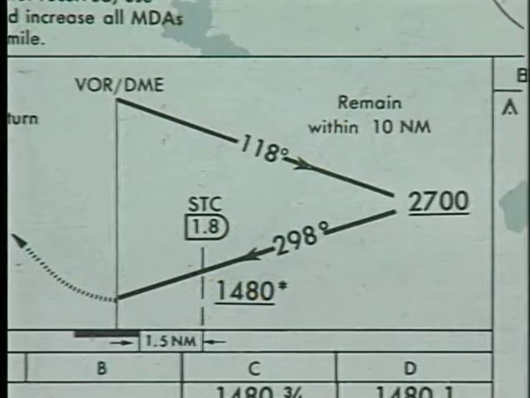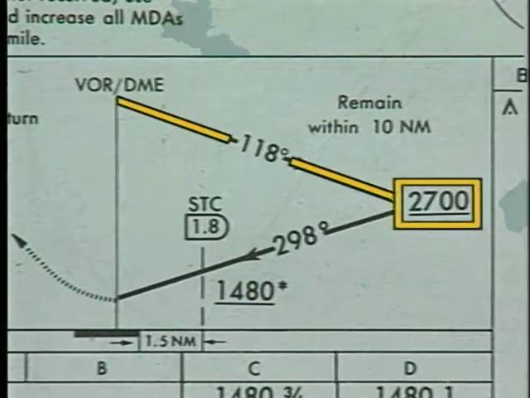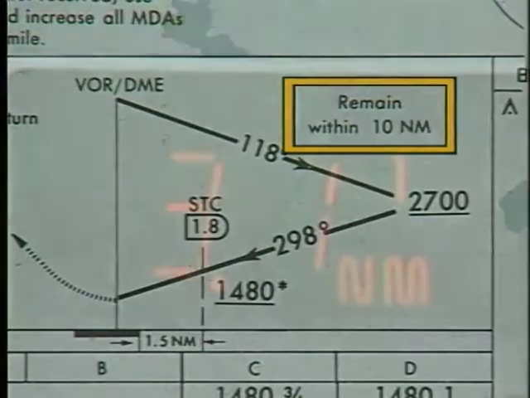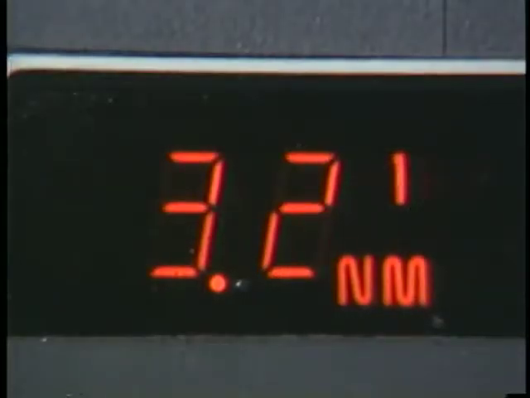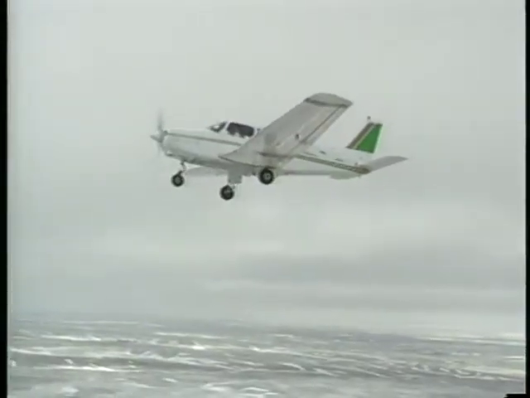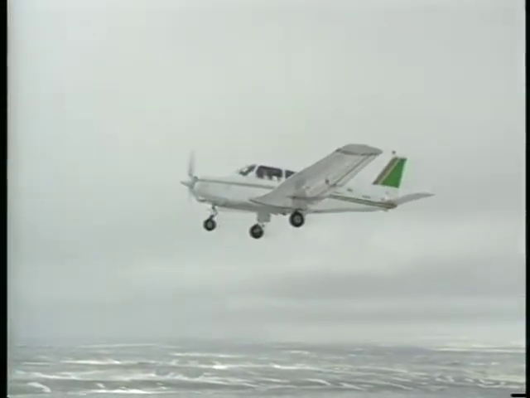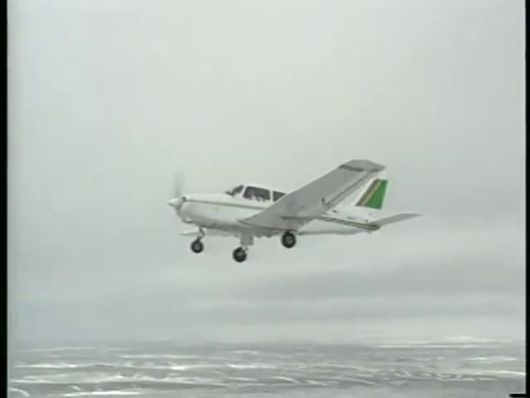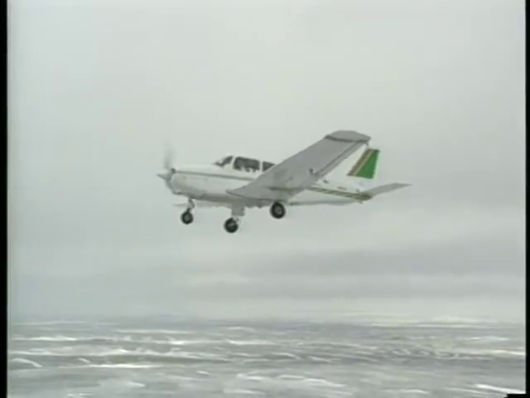The profile view shows that once you're established on the outbound course, you can descend to 2,700 feet and complete your procedure turn at that altitude. The procedure turn must be completed no further than 10 nautical miles from the VOR. With DME equipment, you can easily keep track of your distance from the station. Without DME equipment, a 2-minute outbound leg is recommended for most light single-engine airplanes. Of course, you may need to adjust this time based on your ground speed.